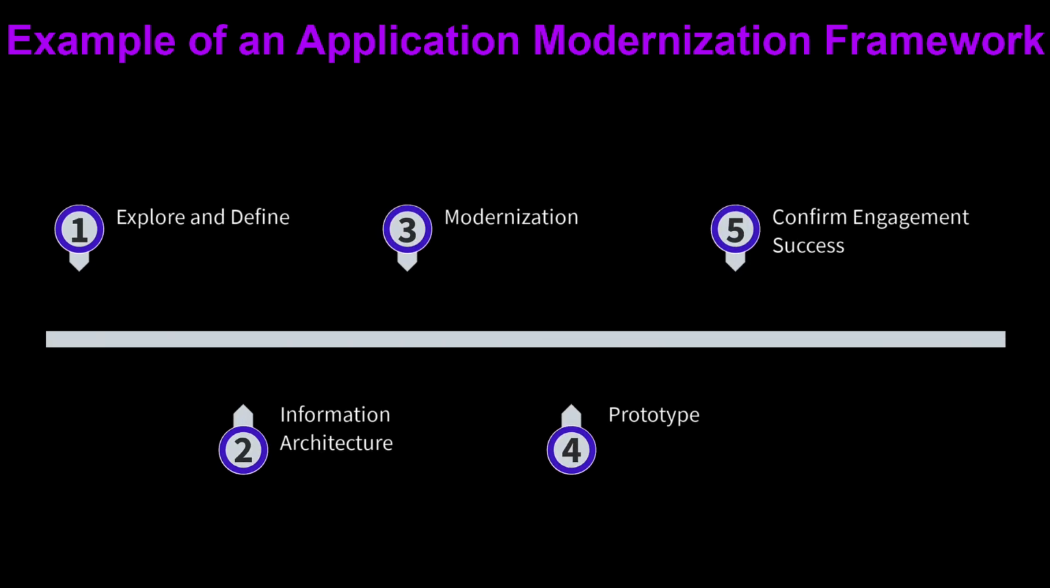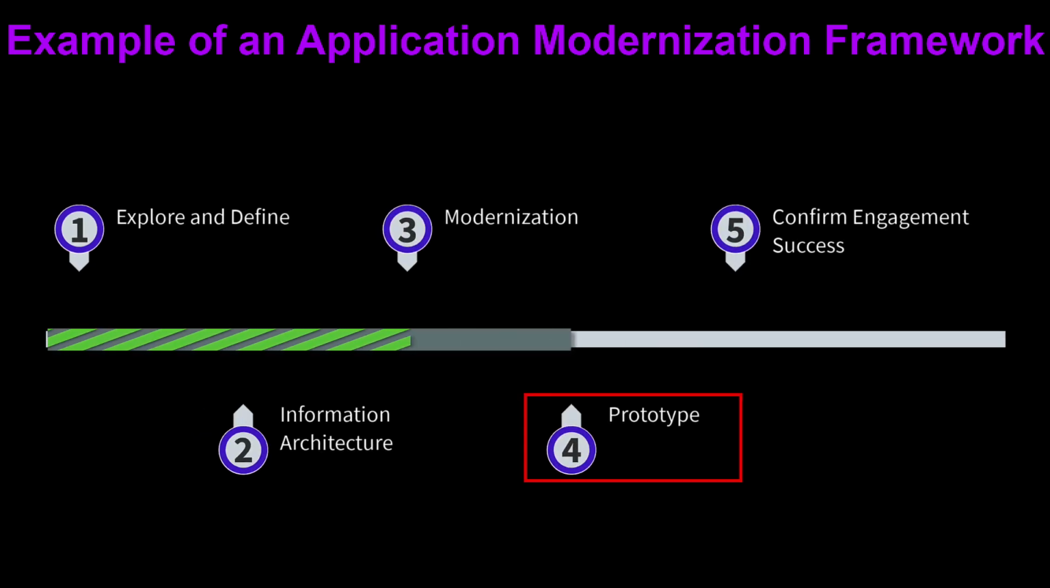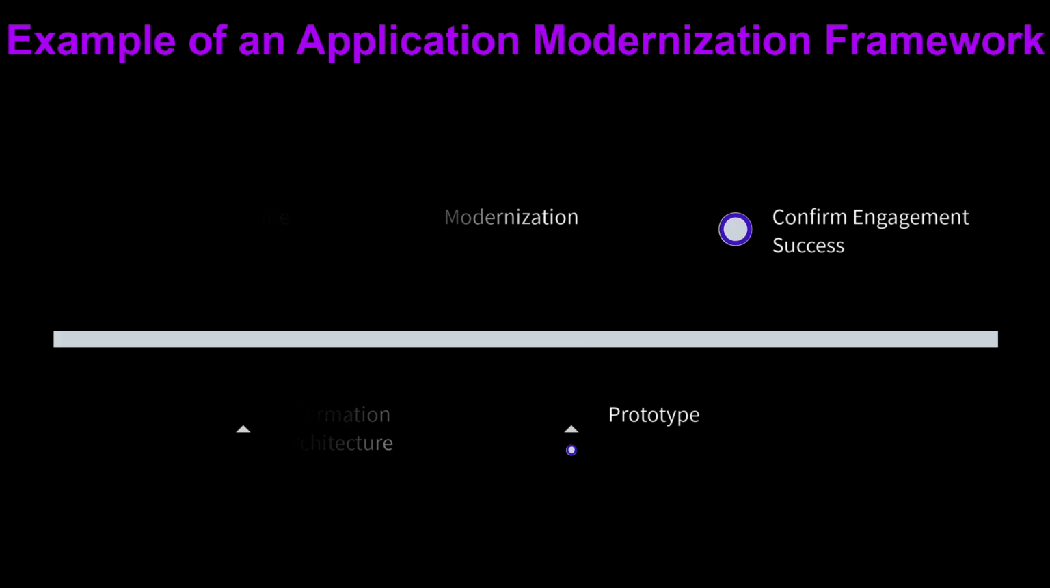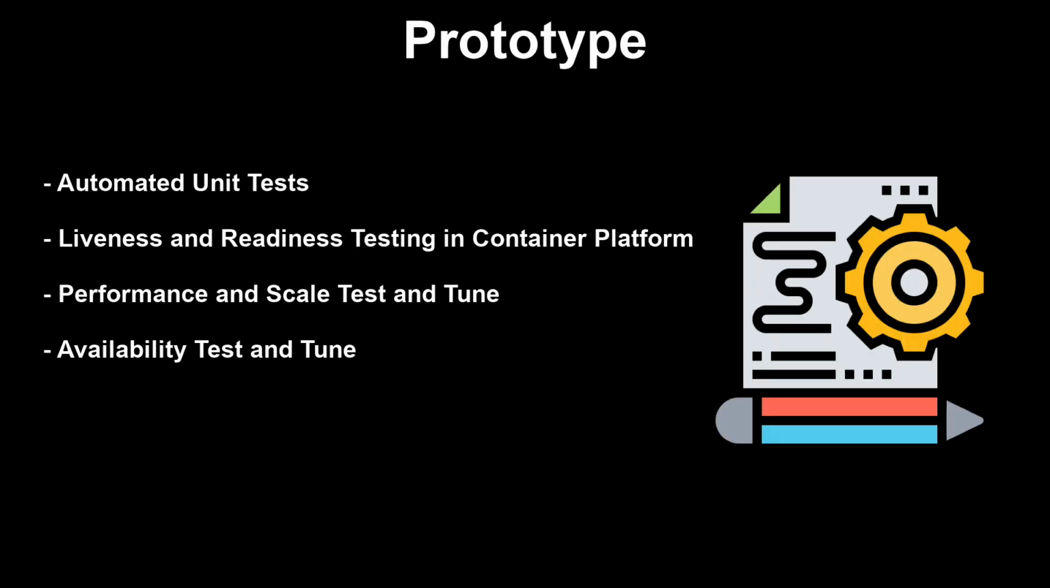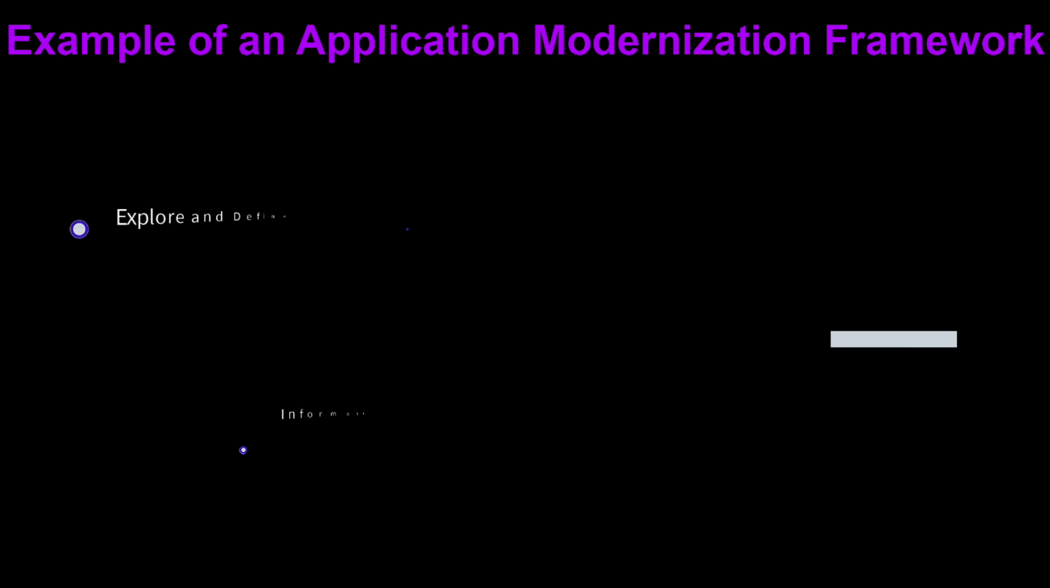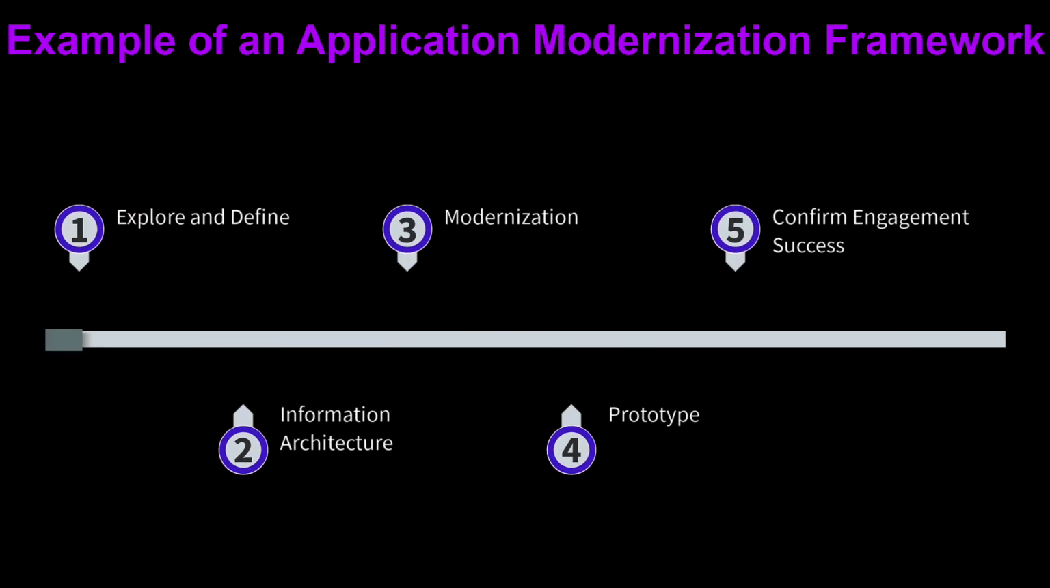Before putting the application into production in go live, it's prudent to test it first, right? So let's prototype. And this is where we automate the unit tests. We do liveness and readiness testing in the hybrid cloud platform. We check for performance and scale situations and issues. We check for tuning options on the application. We test the application availability, and if something goes wrong, we can tune it as well to make it more available.